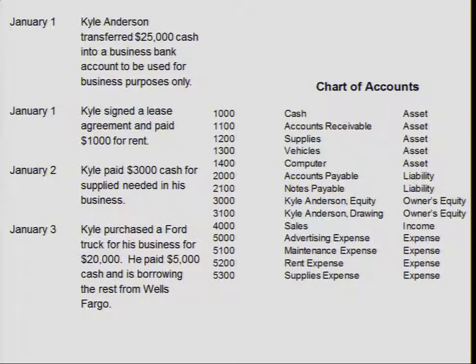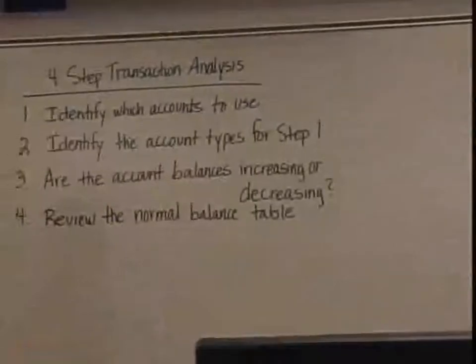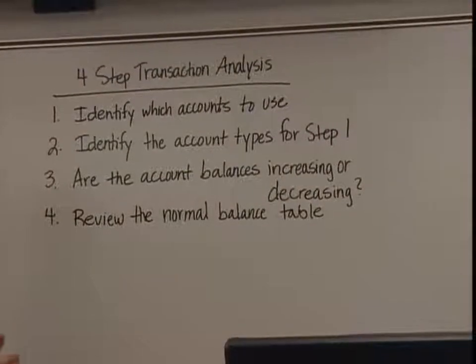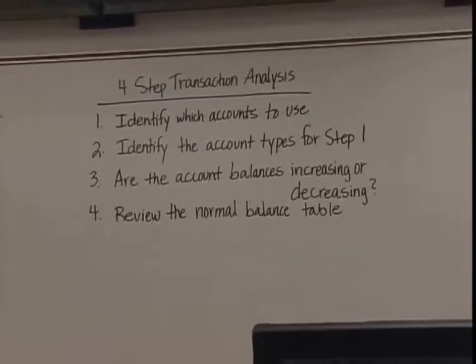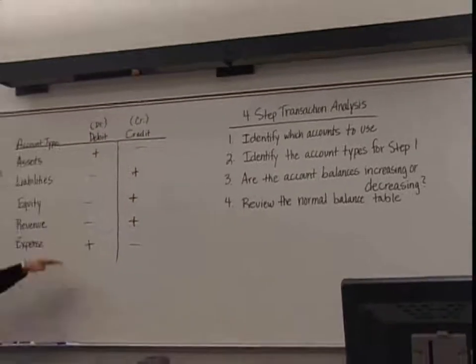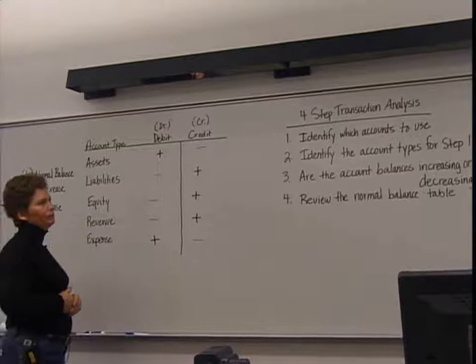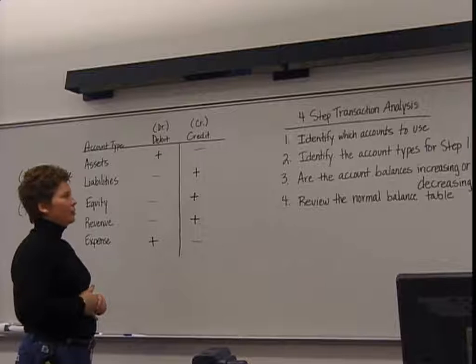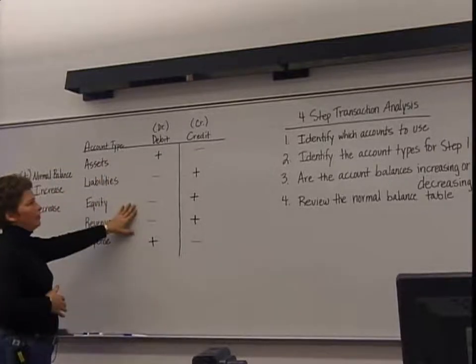But I wanted to show you that for this particular business that Kyle Anderson owns, we are going to use this chart of accounts to determine, first and foremost, which accounts to use, which account type, and to determine if the account balances are increasing or decreasing according to our chart here of the account types. Then we will review finally, to make sure that we've done the transaction correctly, the normal balance table. So again, we're looking at entering basic accounting transactions using this table.